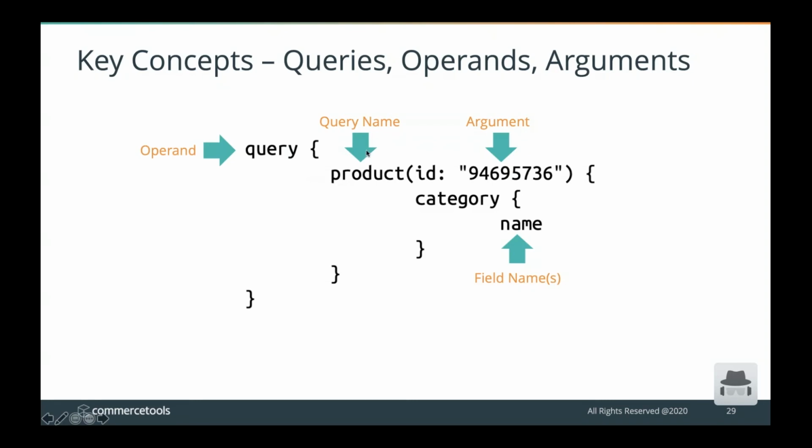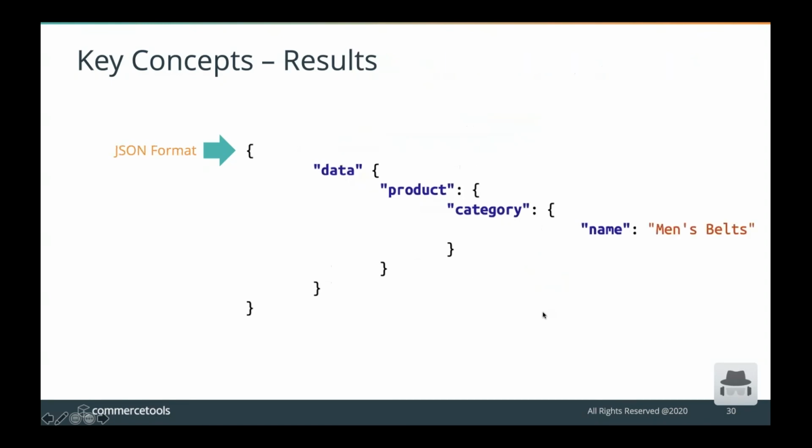Then you have your query name. You can pass in arguments if you'd like, or variables, and then you can pass in your field names. And again, you can get as hierarchical as you'd like with that. These are the results. This is the result of a very, very basic query, and it's in JSON format. So data is always the key, and then this is the product, the category, and the name. So you can see everything just neatly right there.